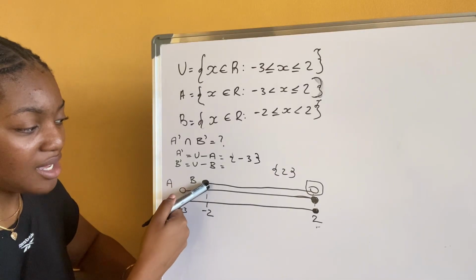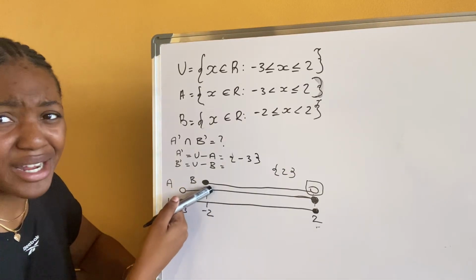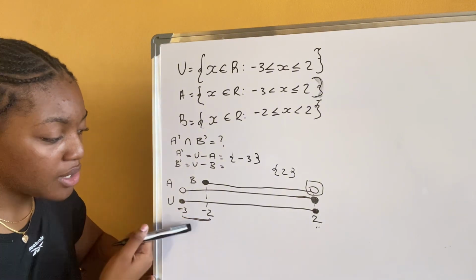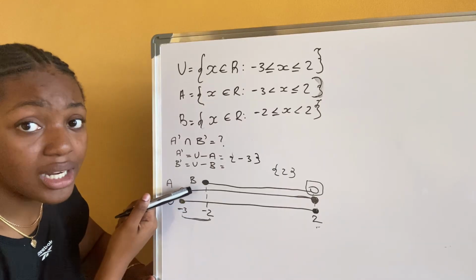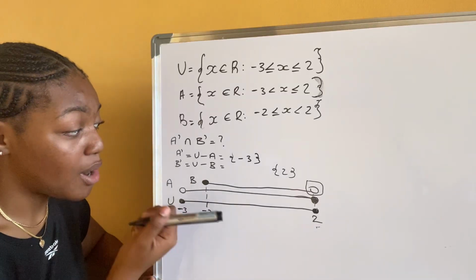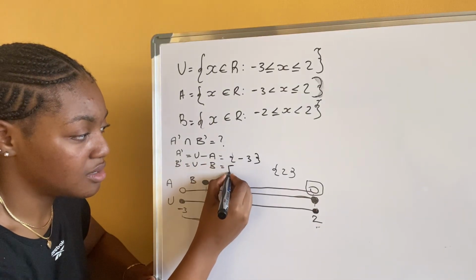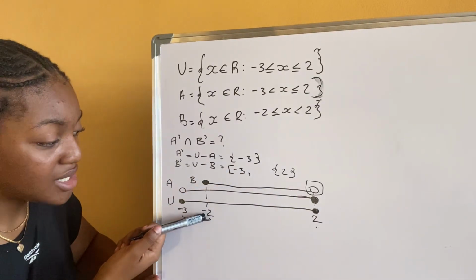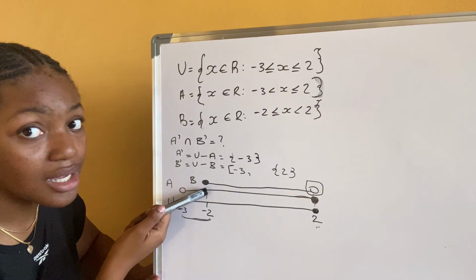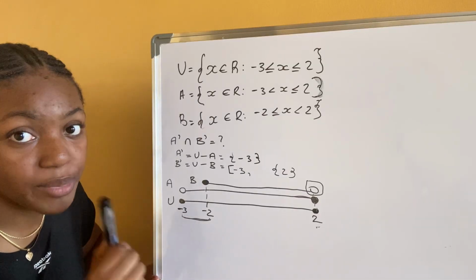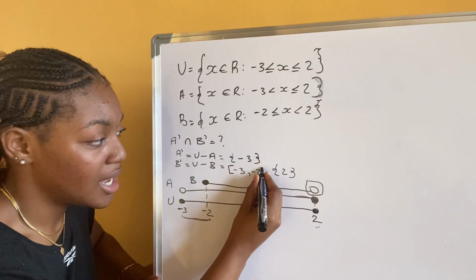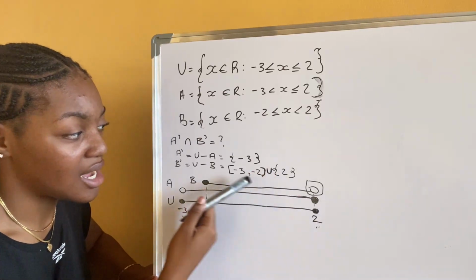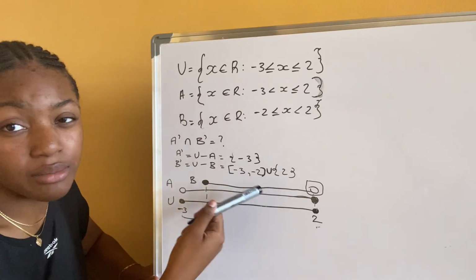Next, we realize that B basically stops or starts right here. However, we have the negative 3. We have this region right here where B is not covering. So we have negative 3. Since negative 3 is not included in B, that would mean that negative 3 is a part of B complement. So we're going to have an interval. We'll have the closed interval bracket, and we'll have negative 3. Next, we'll have negative 2. Negative 2 is a part of B. That means that negative 2 is not a part of B complement. So we're going to have the negative 2 and an open bracket. And we're going to have a union symbol right here to show that this is everything for B complement.